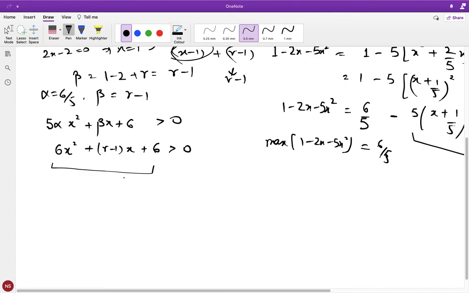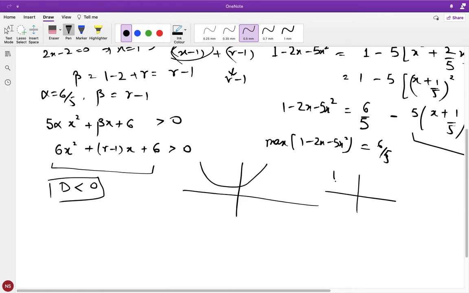So again, since this is an equation of a parabola, this will always be greater than 0 if the discriminant of this is less than 0. If the discriminant is equal to 0, then we will have one root over here. If the discriminant is greater than 0, we will have two roots. And all these parabolas are opening upwards because the coefficient of x square, which is 6, is greater than 0. So if it has to be greater than 0 always for all values of x, this cannot have any solution. When does a quadratic equation not have any solution? When the discriminant is less than 0.